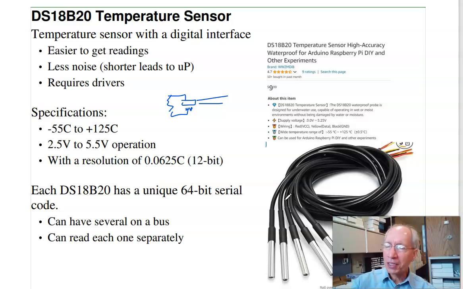Disadvantage is if you connect that up, power and ground, nothing happens. You need a microprocessor to query it to get the data. Advantage is you'll have much cleaner data.